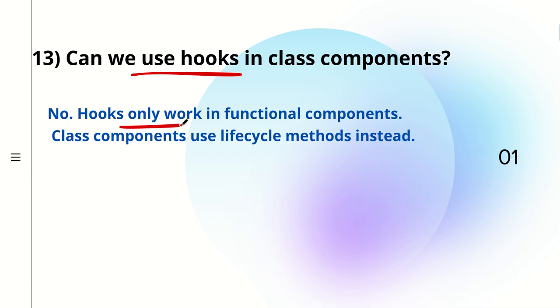In fact, this was the reason functional components did not have lifecycle methods. So to replace lifecycle methods, hooks were introduced. Hooks can be used in functional components only. You cannot use them in class components, because class components themselves have lifecycle methods. So you can use lifecycle methods in class components, whereas in functional components you have to use hooks. Hooks you cannot use in class components.